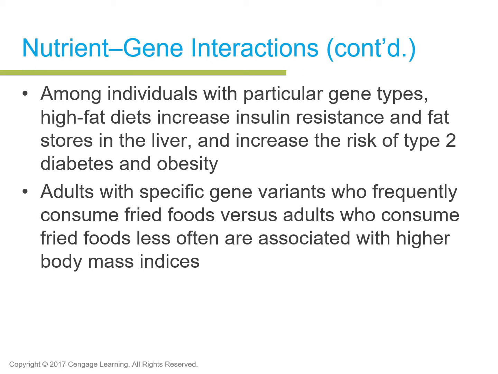Among individuals with particular gene types, high-fat diets tend to increase insulin resistance and fat stores in the liver, and also increase your risk of type 2 diabetes and obesity. And this is just regarding diet. And adults with specific gene variants who frequently consume fried foods, versus adults who consume fried foods less, are associated with higher body mass indices.